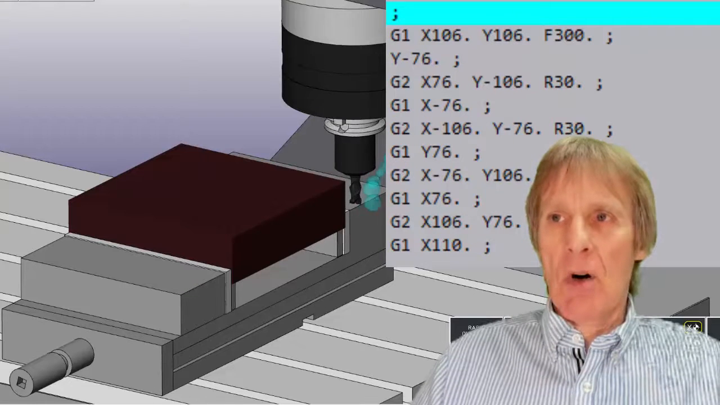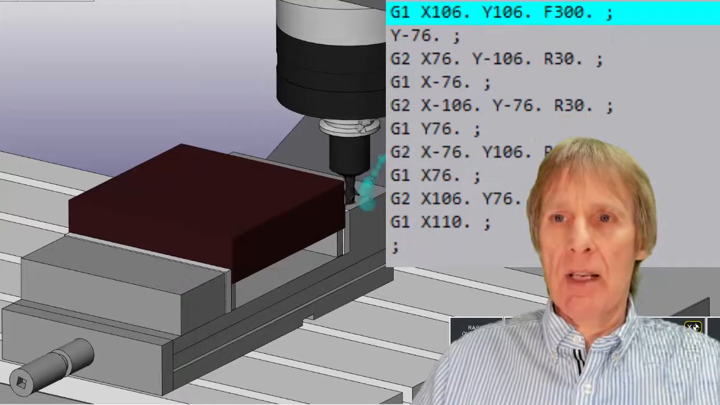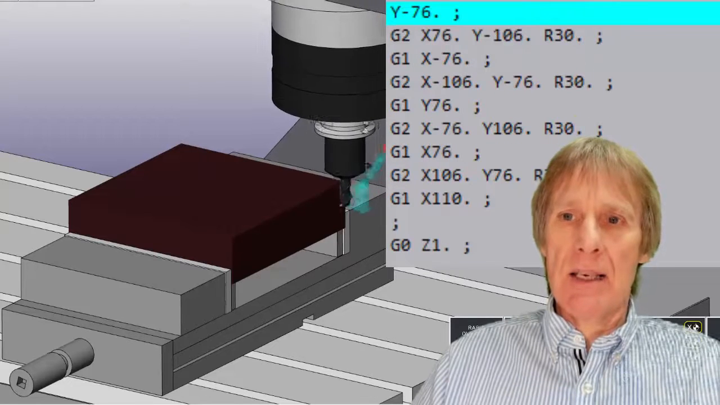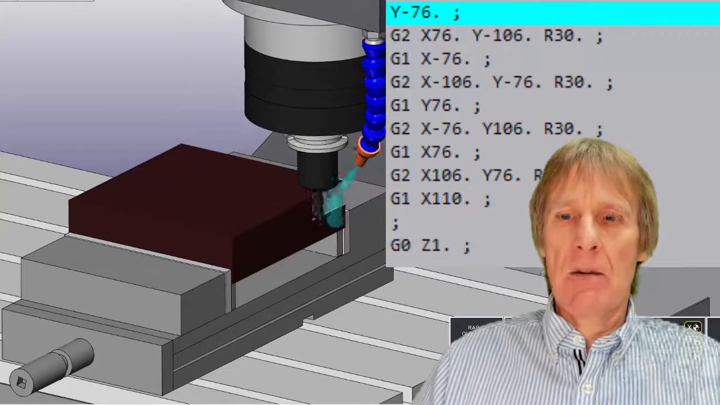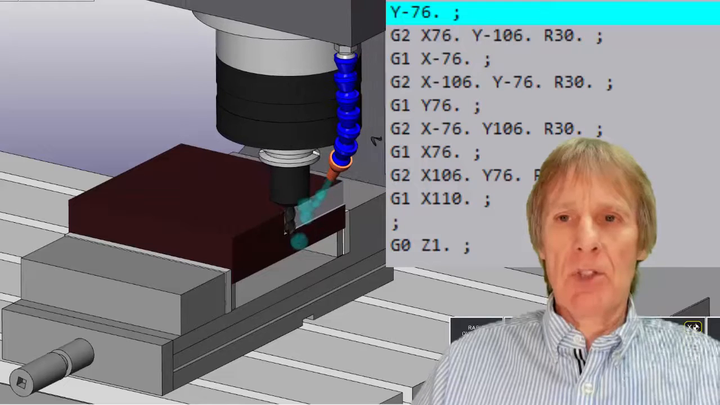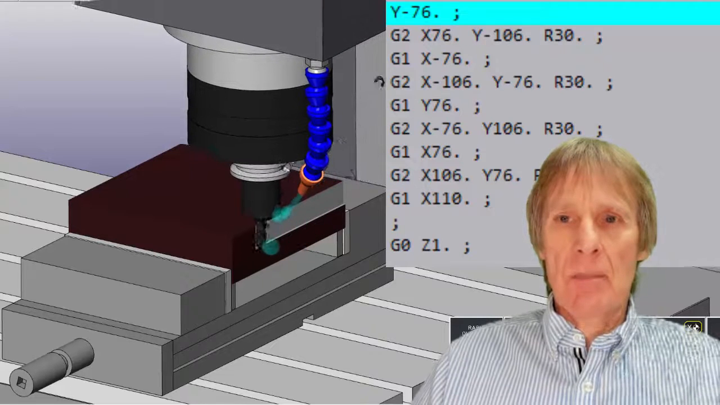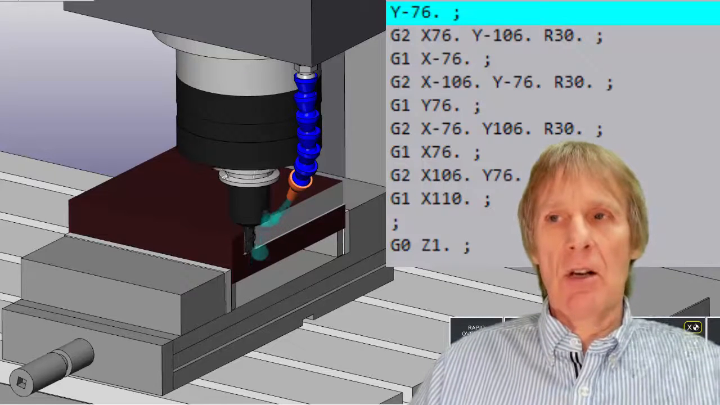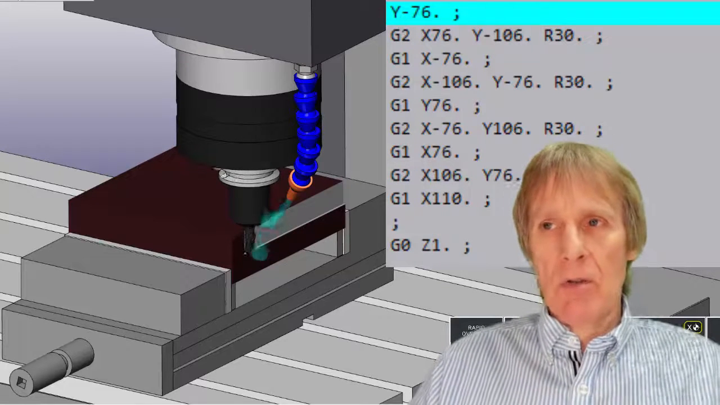And I've got a G1, X and Y. So I'm moving X and Y to a position. And then I'm going to move my Y axis. So I'm going to feed along here, and I've machined that edge. And then my next command is a G2, which means do me a clockwise arc. And I want you to arrive.